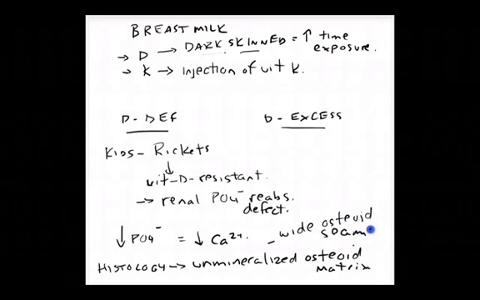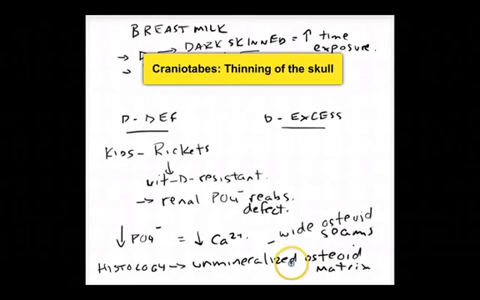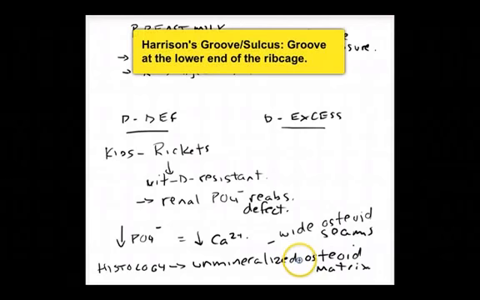Now remember, these are the histological findings. Clinically, you see things such as bowing of the legs, you see rachitic rosary, you see craniotabes, you see growth retardation, and you see Harrison's sulci.